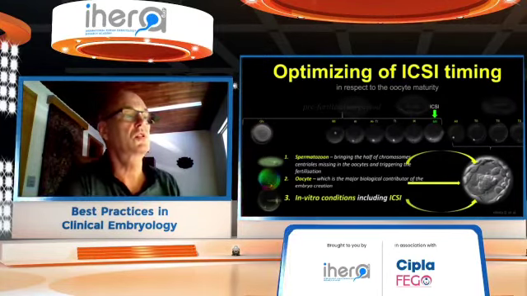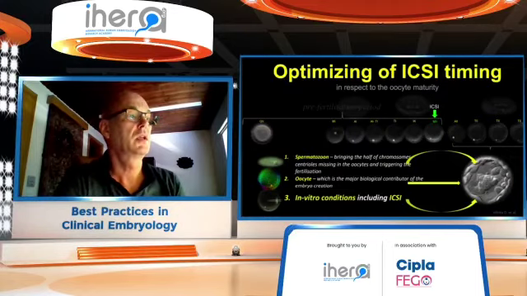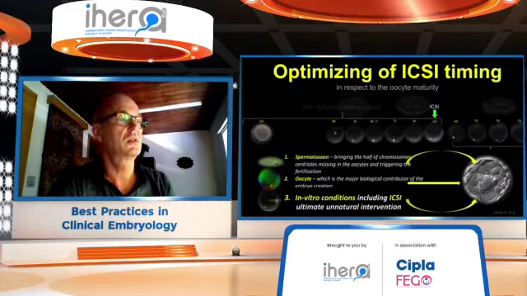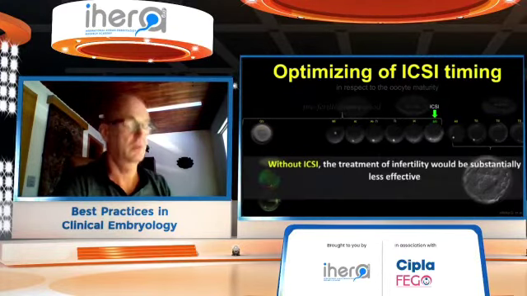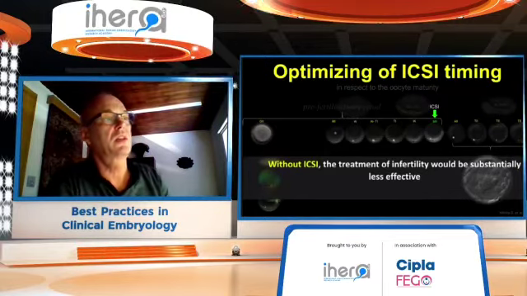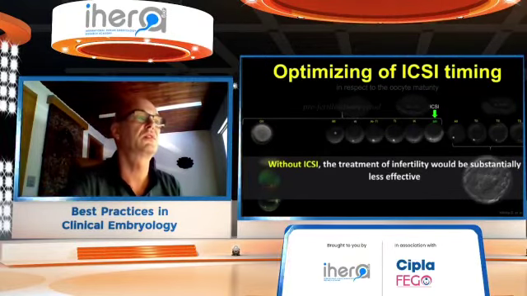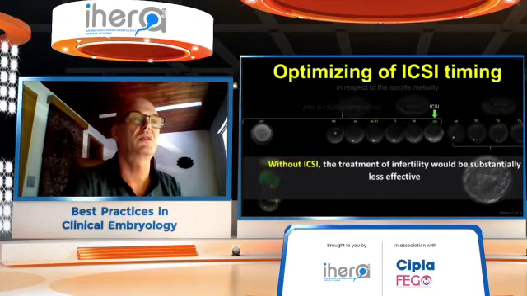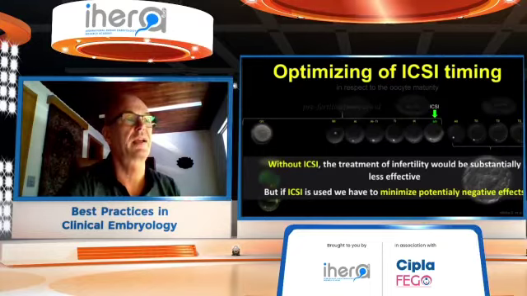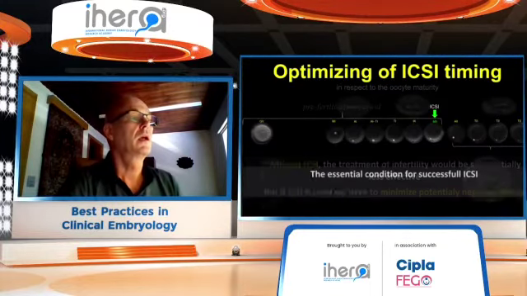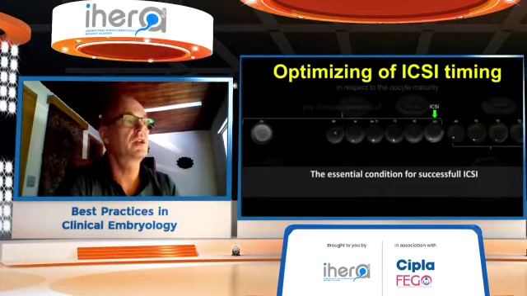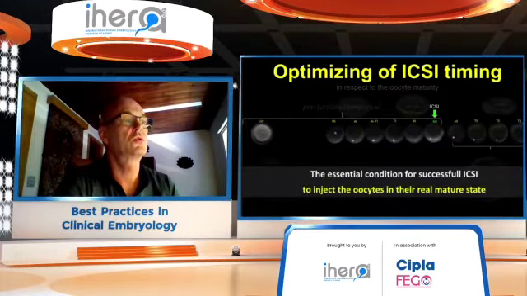But we have to consider also the third one, in vitro conditions, including the ICSI procedure, which is the ultimate and natural intervention. However, it's clear that without ICSI, the treatment of infertility would be substantially less effective. Therefore, if ICSI is used, we have to minimize its potential negative effects. And the first and essential condition for a successful ICSI is to inject the oocytes in their real mature state.